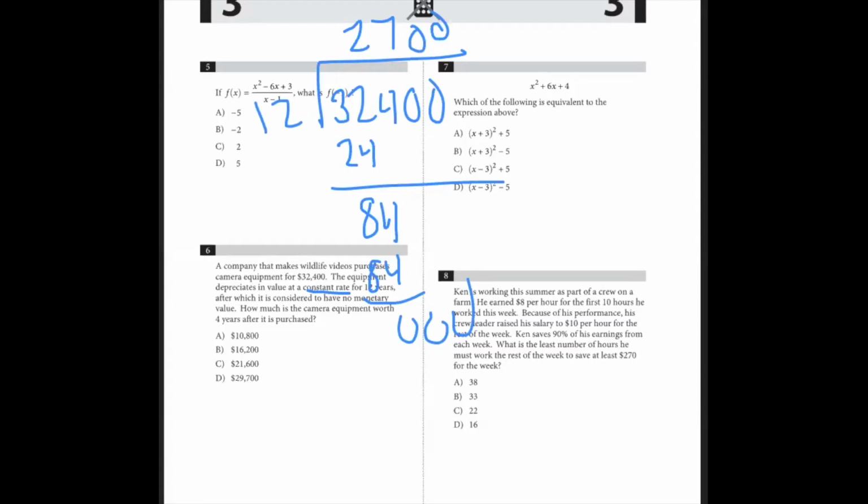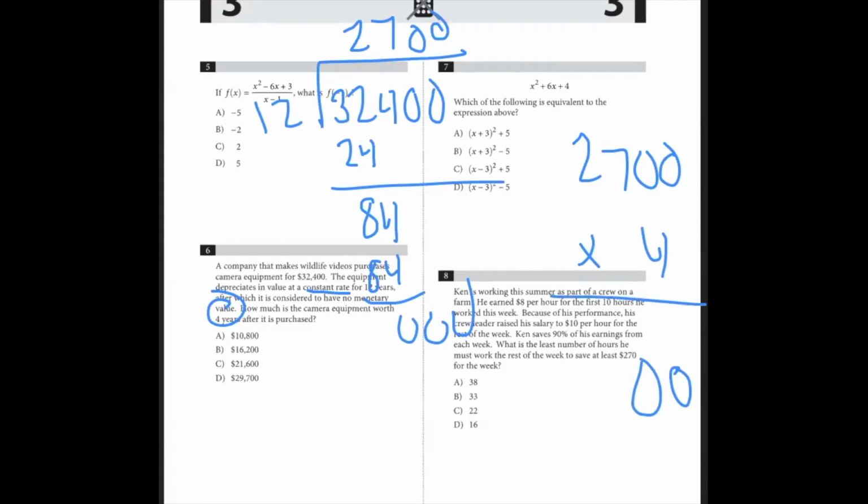It's asking us how much it's worth after 4 years. So we need to do 2,700 times 4 to figure out how much money was lost within a matter of 4 years. When you do that, you should get 7 times 4 is 28, and 2 times 4 is 8, 10. That means that in 4 years, the price of this camera equipment decreased by $10,800.